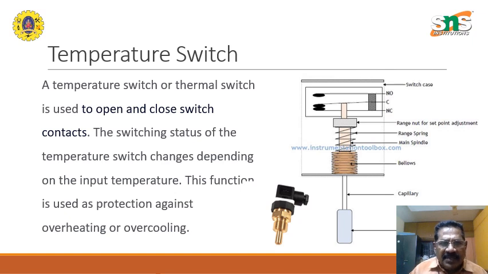Then you have the temperature switch. The temperature switch or a thermal switch is used to open and close switch contacts. The switching status of the temperature switch changes depending on the input temperature. This function is used to protect against overheating and overcooling. Okay, something like room heaters, etc., where heating is required, and then if it is up to a particular point, and then again it maintains the heating and cooling.